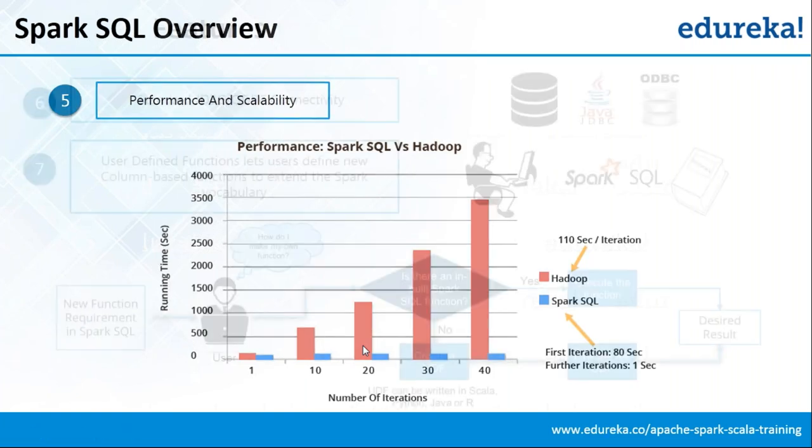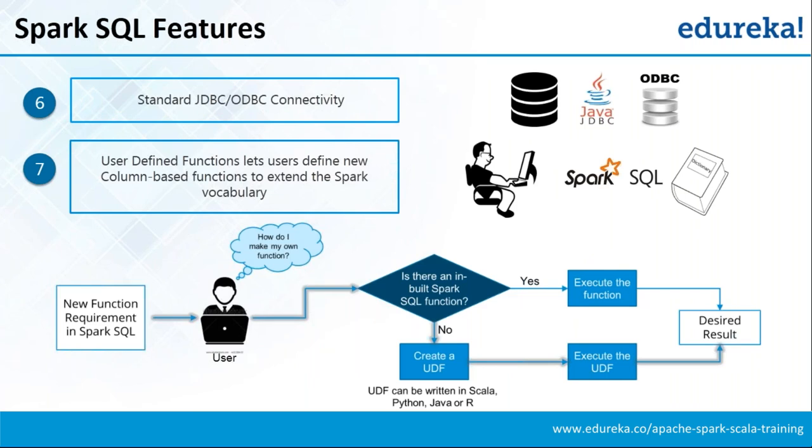When we talk about Spark SQL features, we have a few more. For example, you can create a connection with a simple JDBC driver or ODBC driver, right? These are simple drivers that are present. Now you can create your connection with Spark SQL using all these drivers. You can also create a user defined function. Let's say if a function is not available to you, in that case you can create your own function. If a function is available, use that. If it is not available, you can create a UDF, meaning user defined function, and directly execute it and get your desired result.